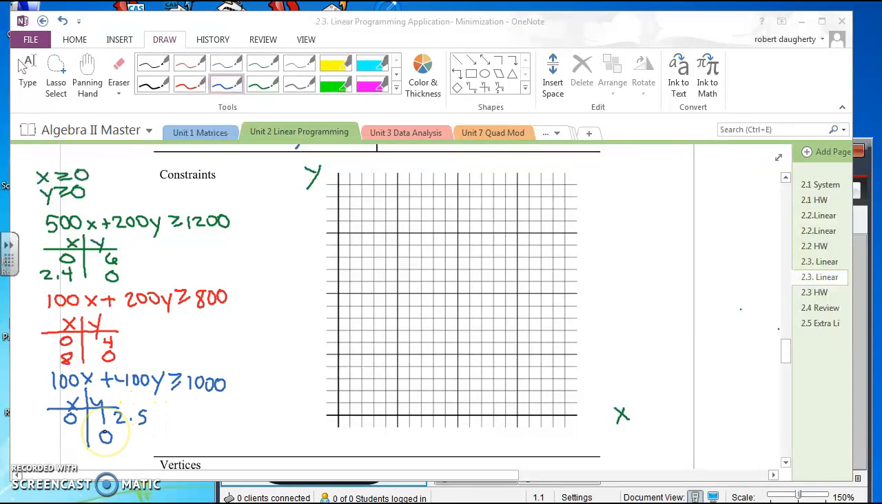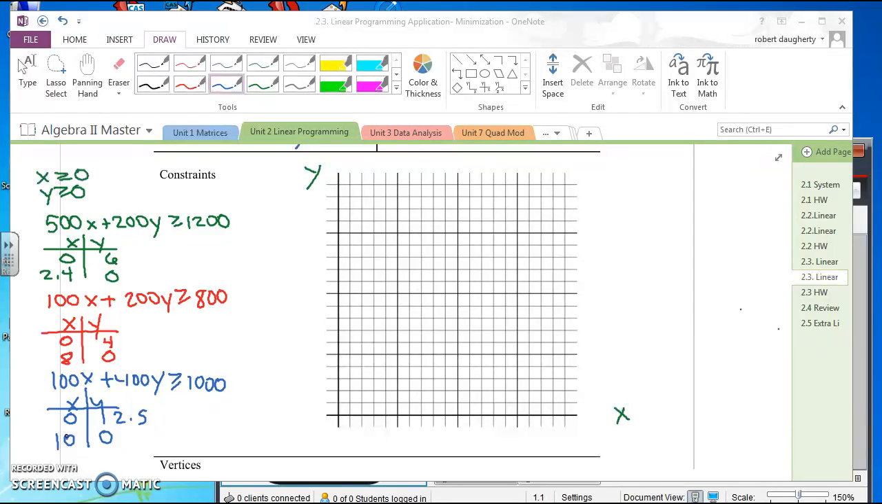And when y is equal to 0, x is equal to 10. Okay, that gives me enough to graph each of these lines. And remember, with these greater thans, I'm shading above every one of these lines for my feasible region. So let's graph these. So 0, 6.